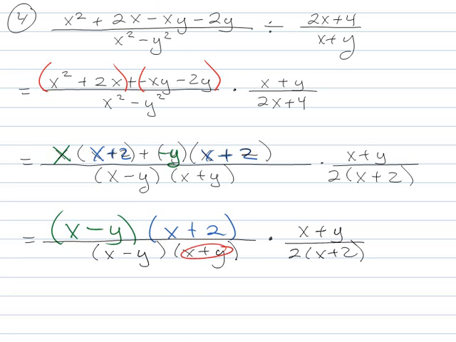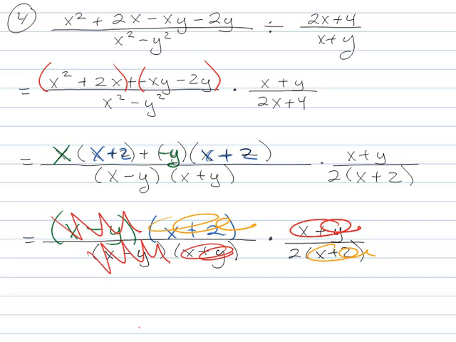So I've got x plus y's canceling out. I've got x plus 2's canceling out. And then I've actually got, oh, I'm out of colors. Let's do a different squiggle then. I've got x minus y canceling out. So the only thing I have left is a 2 on the bottom, and I have nothing left on the top. So I have to stick in a placeholder, giving me 1/2.